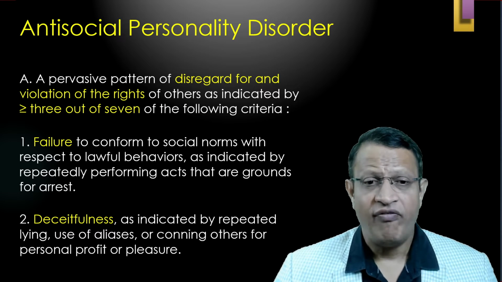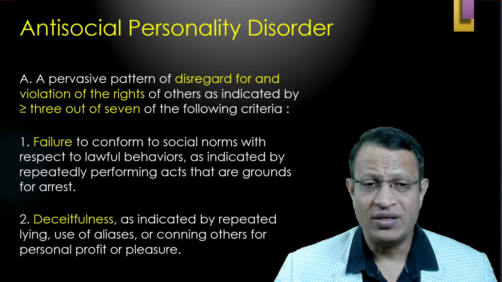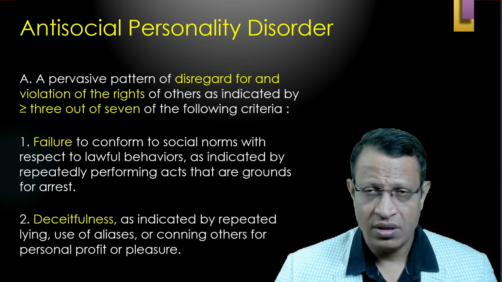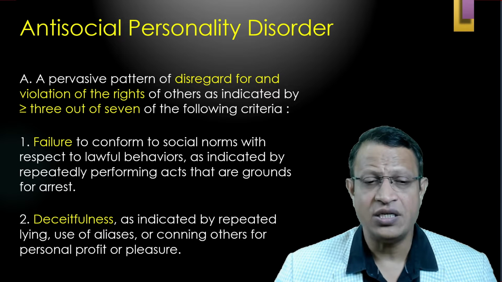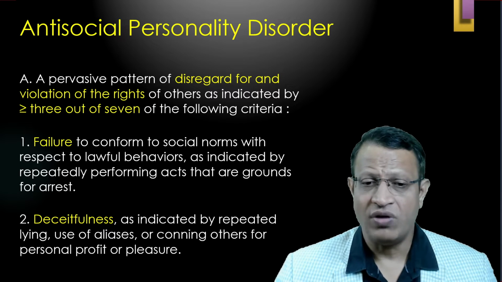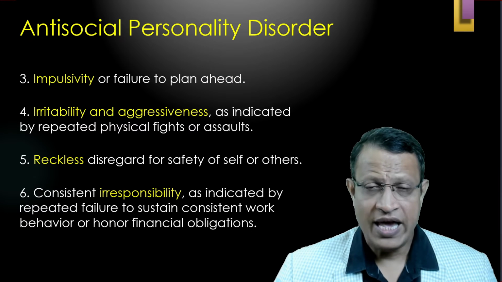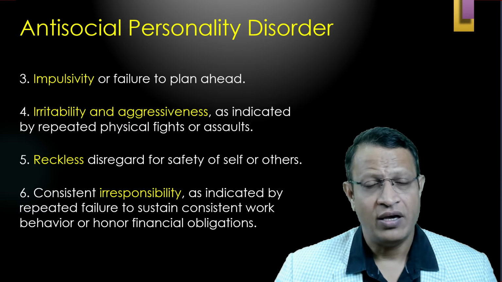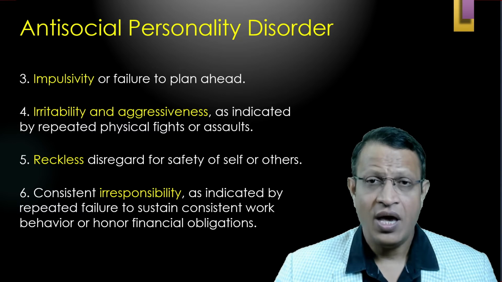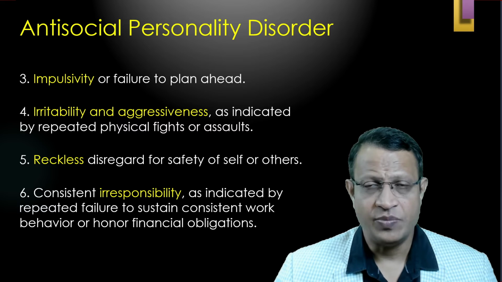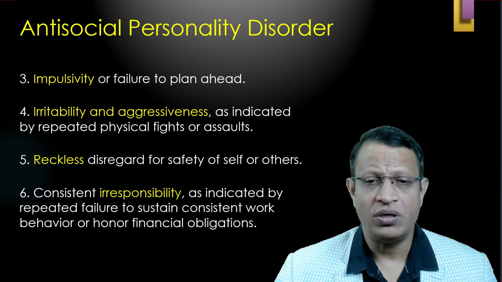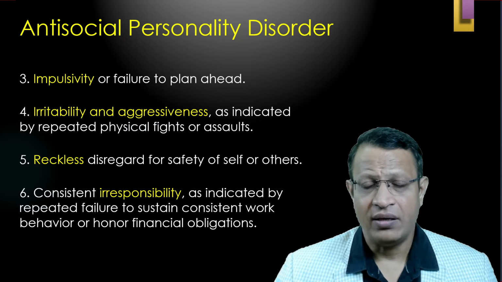The first one is failure to conform to social norms with respect to lawful behavior, as indicated by repeatedly performing acts that lead to arrest. That means they repeatedly break the rules. Next is deceitfulness, as indicated by repeated lying, use of aliases, conning other people for personal profit or pleasure. Impulsivity or failure to plan ahead is also a part of ASPD. Irritability and aggressiveness is indicated by repeated physical assaults or fights and getting into conflict with the law.